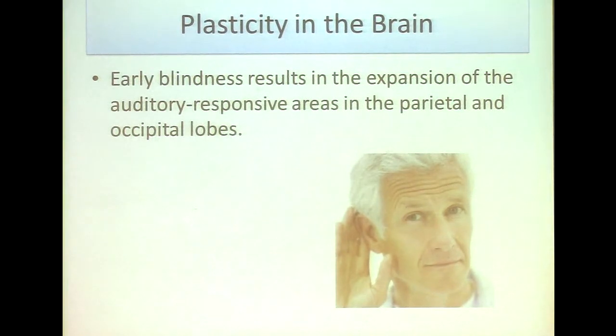And there have been various studies that have shown that early blindness in a young child results in the expansion of the auditory responsive areas in the parietal and occipital lobes. So not only do they hear sound, and it doesn't just go to the temporal regions, but even into the parietal and occipital regions, because they can't see. So the occipital lobes aren't used all that much for vision, so the auditory functions tend to move that way, which makes them extremely good at hearing.